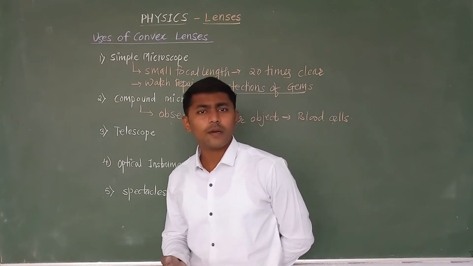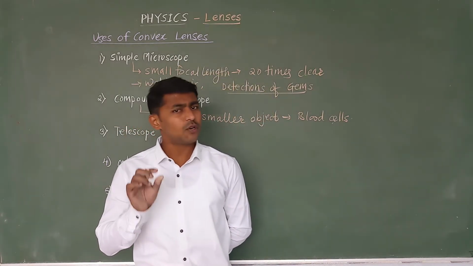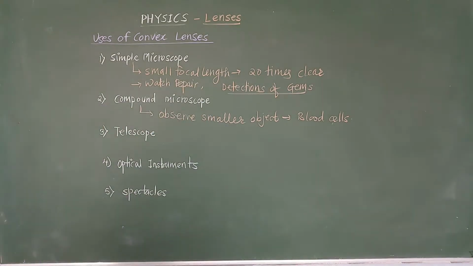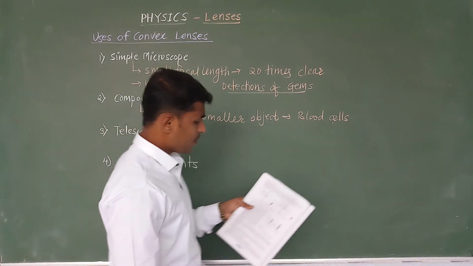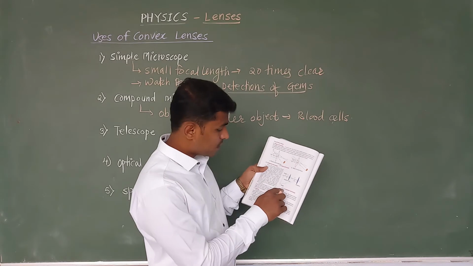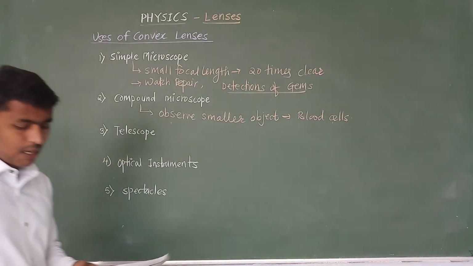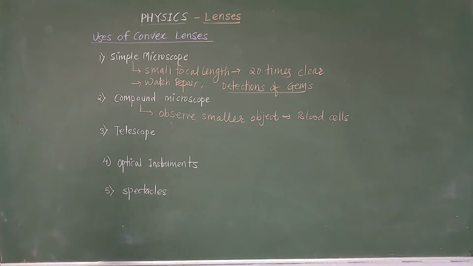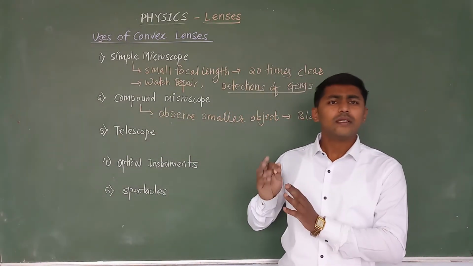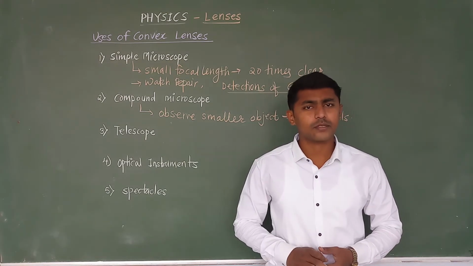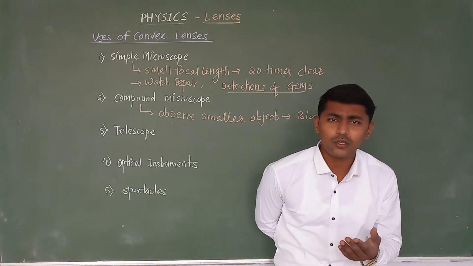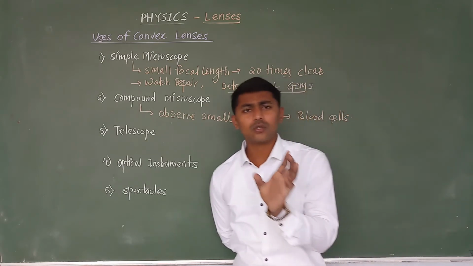Just go to page number 19 of the State Board textbook. There they have given two diagrams clearly. They have given a simple microscope at 7.16 and a compound microscope at 7.17. So students, for the diagrams of these two microscopes, you have to go through the State Board book. We are dealing with only uses.